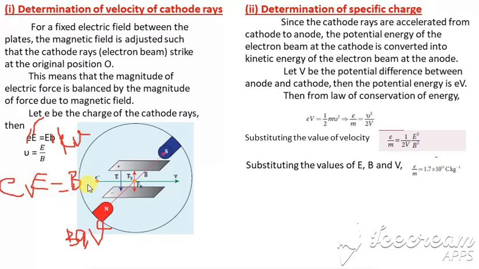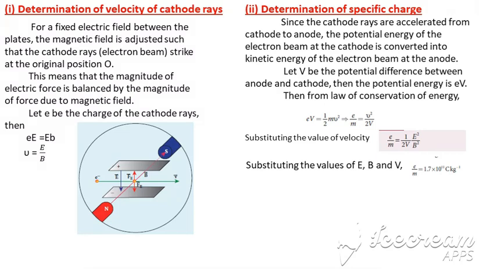E into V. Now on both sides, the value of e gets cancelled. From this, if you want V alone, bring this B down, so we get V equal to E divided by B. So this gives the velocity of the cathode rays. Clear? So we have found out the velocity.